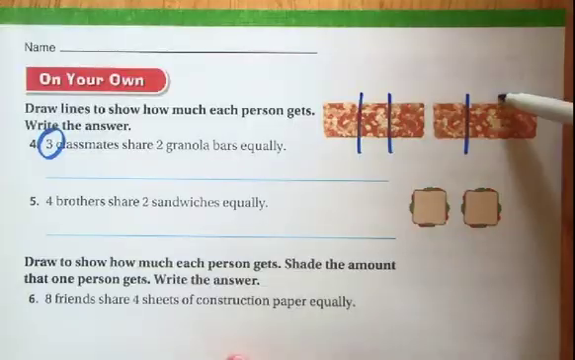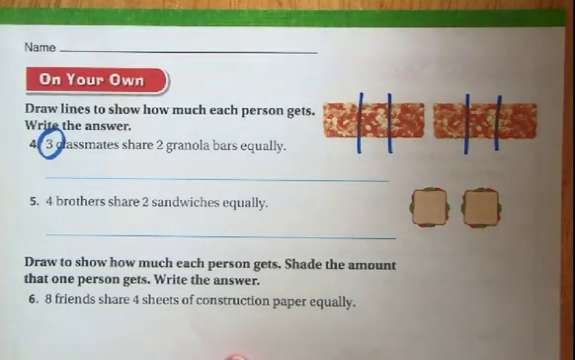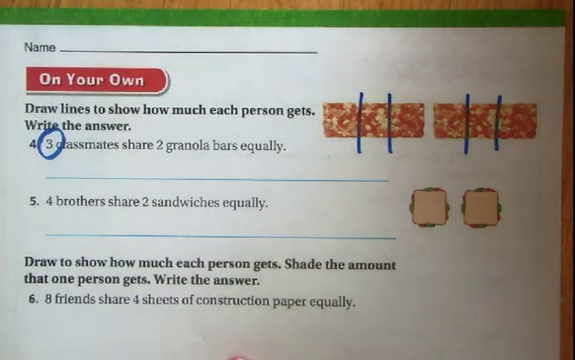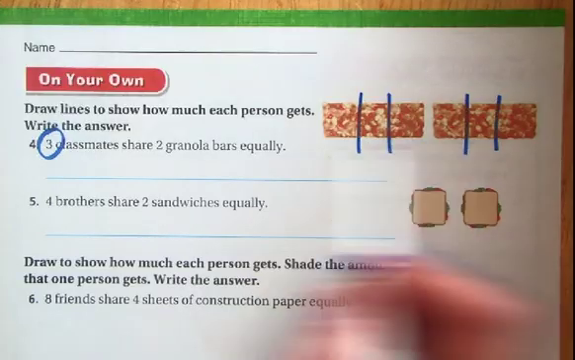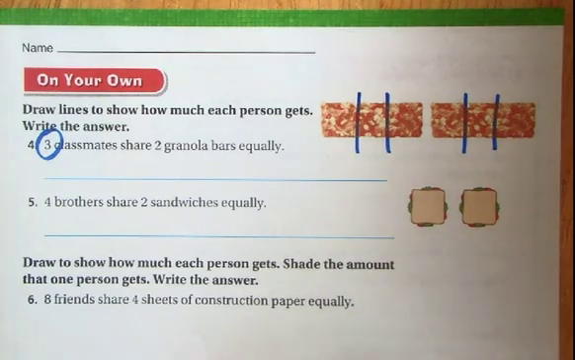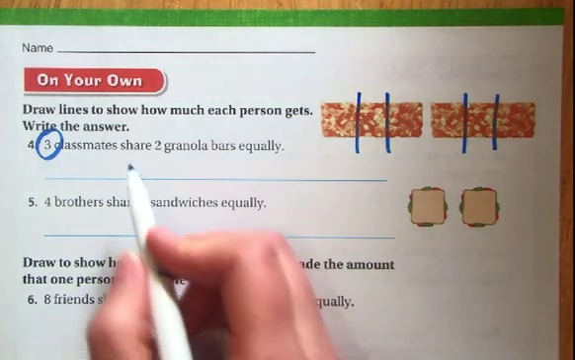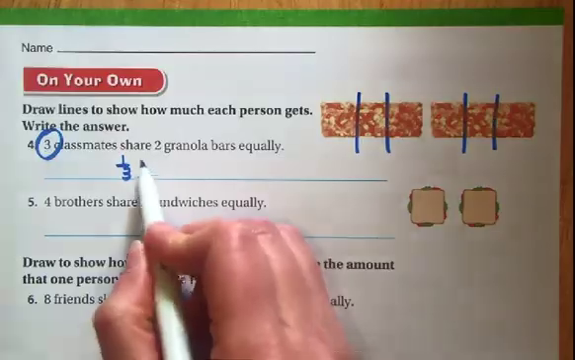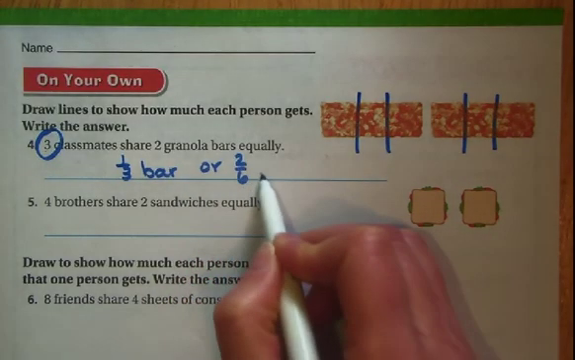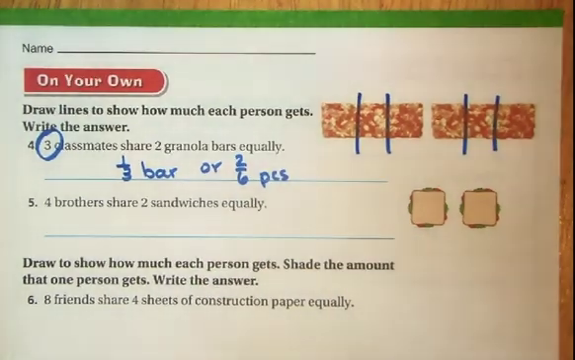So now, if there's 2 bars, they're still only going to get a third of each one. How many pieces is it now? 6. If I had done 3 times 2, would I have gotten 6 pieces? Yes, so they're each going to get 1/3 of a bar, or 2 out of 6 pieces. Does that make sense?